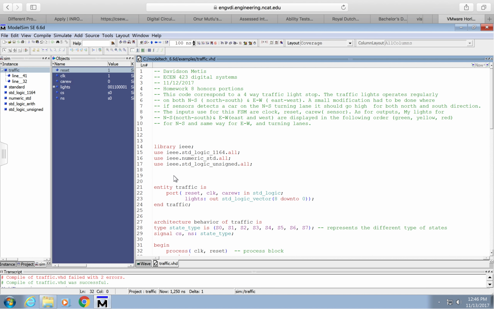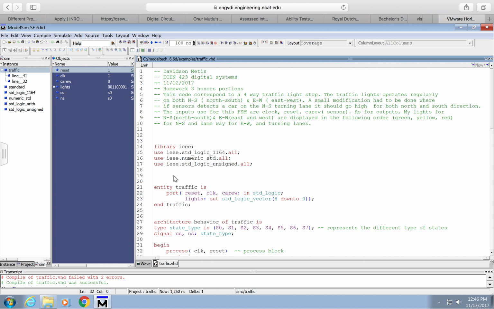My outputs are 001100001. What that means is that it will be red for my north and south, green for my east and west, and red again for my turning lane on the north and south. When I'm at state one, like I said before, it doesn't matter what my sensor detects; it should automatically go to state two.